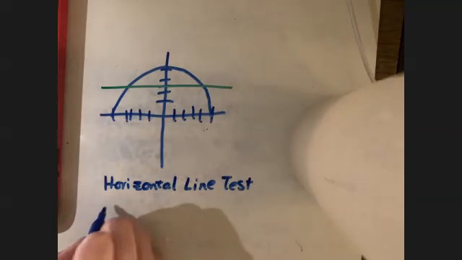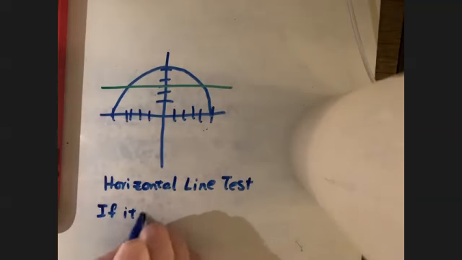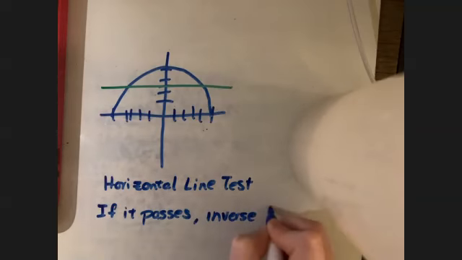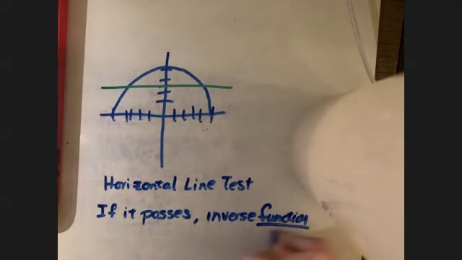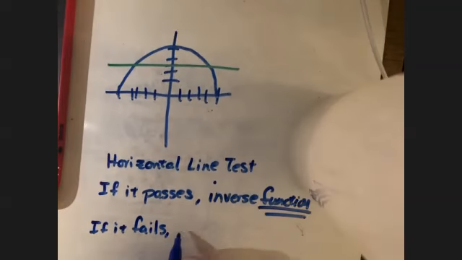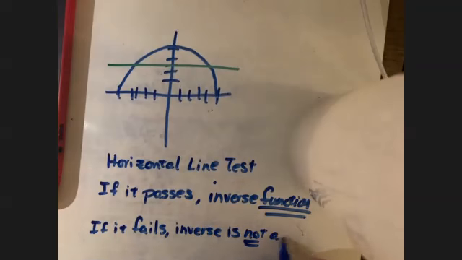Now, what this says is if it passes, meaning it only touches in one spot, then the inverse is a function, meaning that the inverse will also be a function. If it fails, the inverse is not a function. So it's not whether or not there's an inverse. There's always going to be an inverse. It's whether or not it's going to be a function as well.